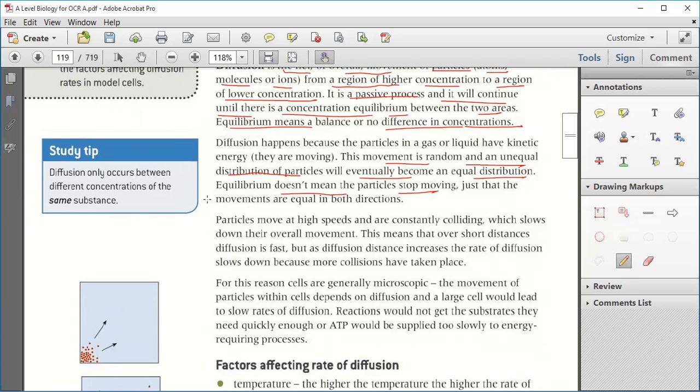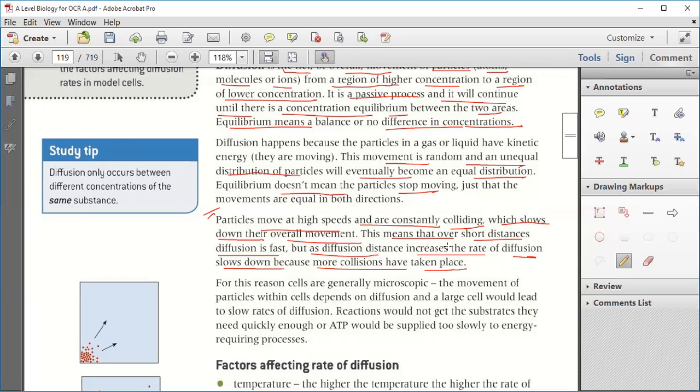Now, particles move at high speed and are constantly colliding. These particles are moving here and there and they collide with each other, which slows down the overall movement. This means that over short distances, diffusion is fast, but as diffusion distance increases, the rate of diffusion slows down because more collisions have taken place. So again, repeating, particles move at very high speed and are constantly colliding, which slows down their overall movement.